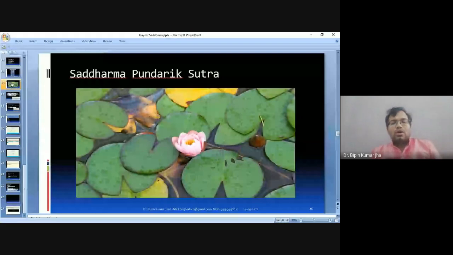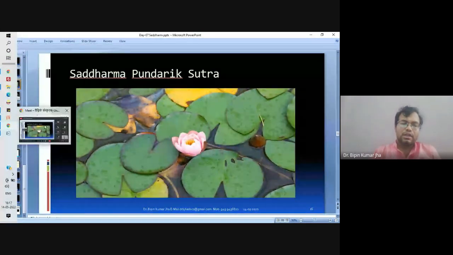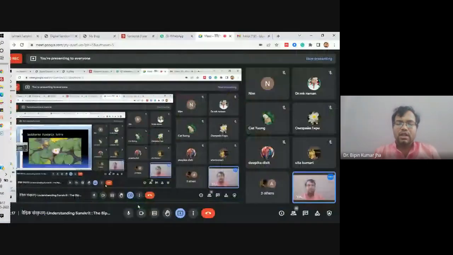So such a sutra, a compilation of verses, gives the notion of a lotus, and its attribute is quite similar to a lotus.